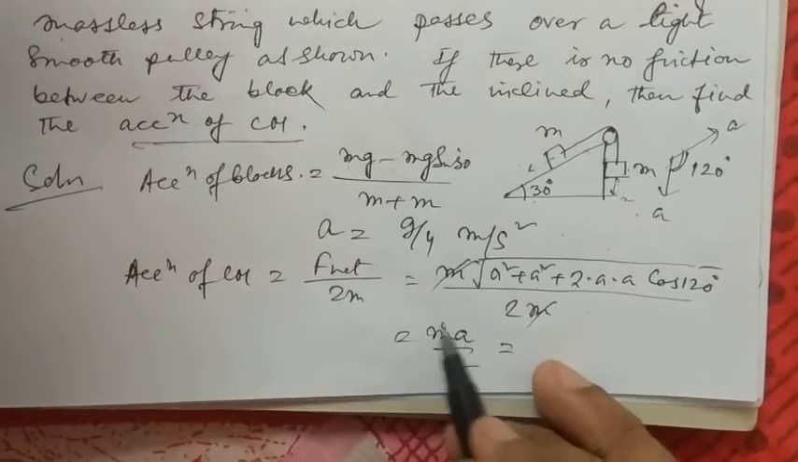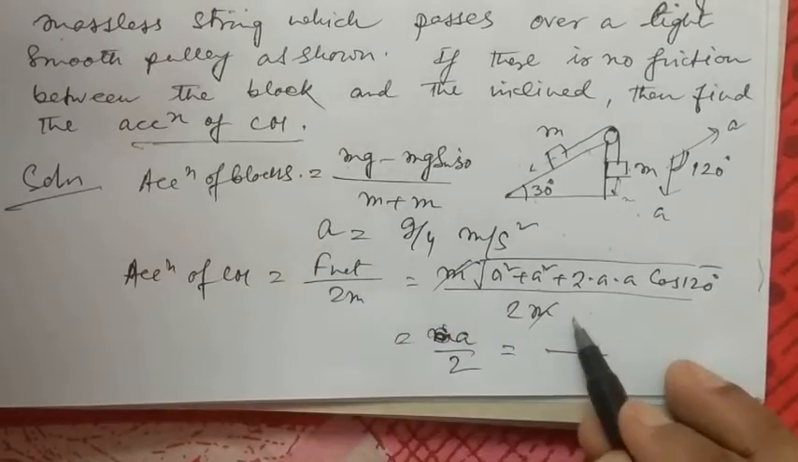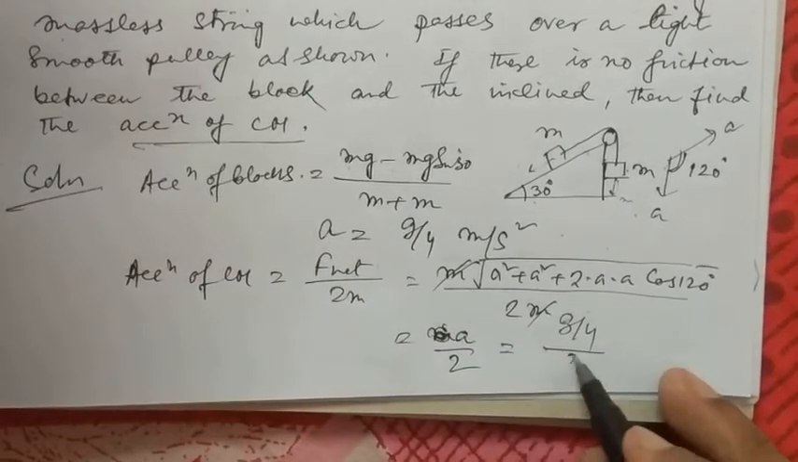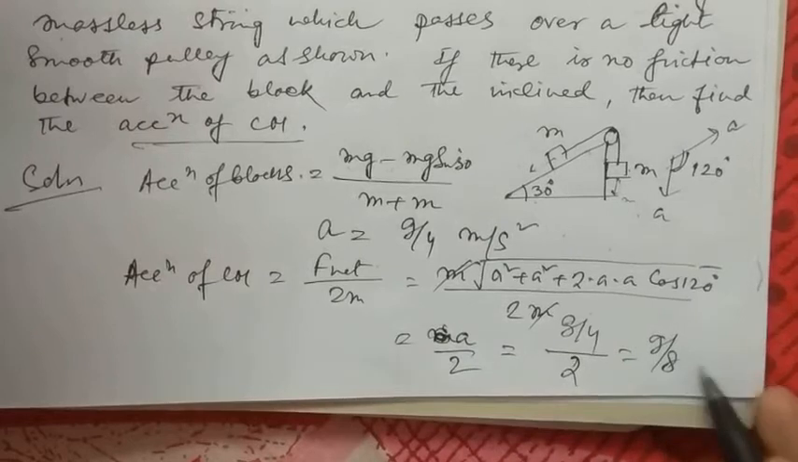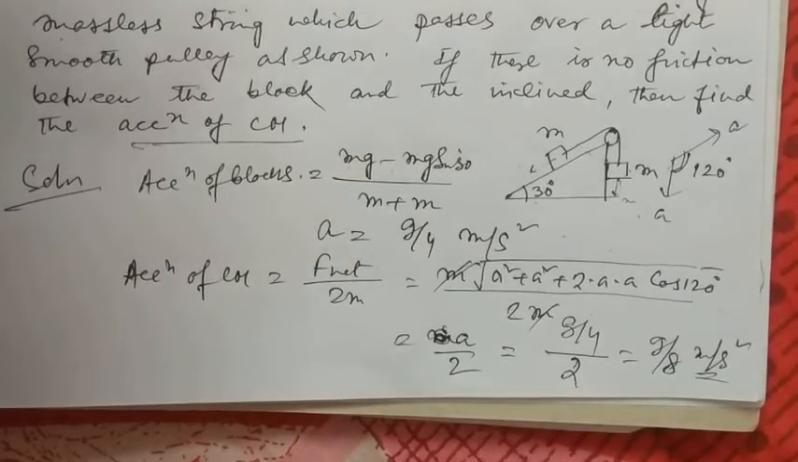m gets cancelled. So it's a by 2. Now what was a? a was g by 4. g by 4 by 2. That means it becomes g by 8. So the acceleration of the center of mass is g by 8.